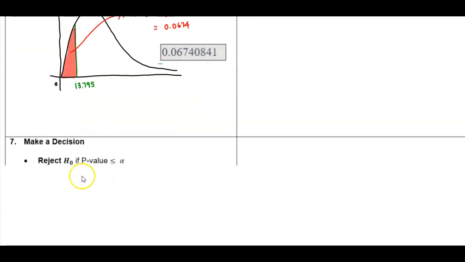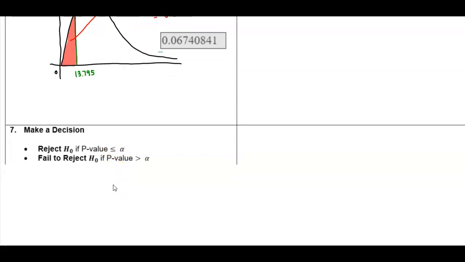So reject the null if the p-value is less than or equal to the significance level. We fail to reject the null if the p-value is greater than the significance level. Well, comparing the p-value versus significance level, we have 0.0674, and that is greater than 0.05. Therefore, we fail to reject the null hypothesis.